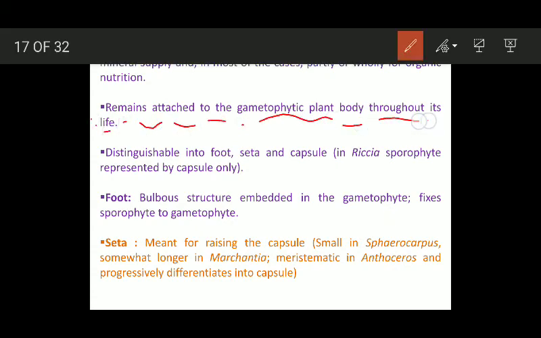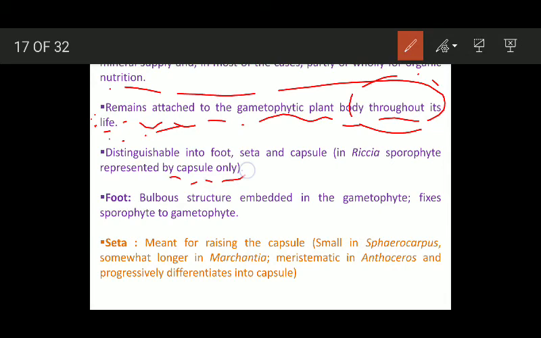The sporophytes remain attached to the gametophytic plant body throughout their life cycle. Okay, throughout their life, the sporophytes remain attached to the gametophytes. You know that the sporophytes are distinguishable into foot, seta, and capsule. In Riccia, however, the sporophyte is represented by capsule only. This is very much important. In majority of the bryophytes, the sporophyte is represented by foot, seta, and capsule. In Riccia, however, the sporophyte is represented by capsule only. There is no foot and seta.